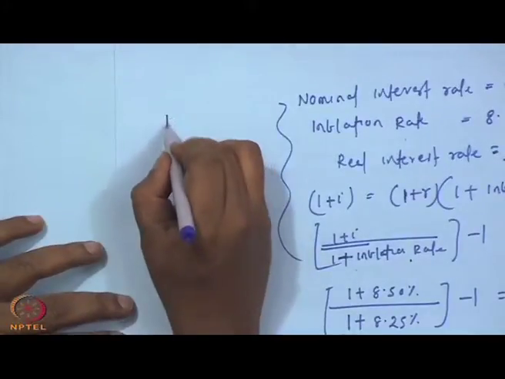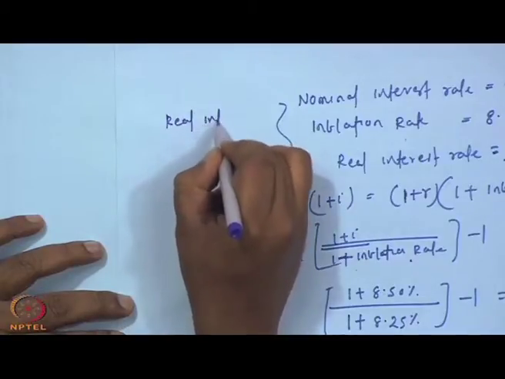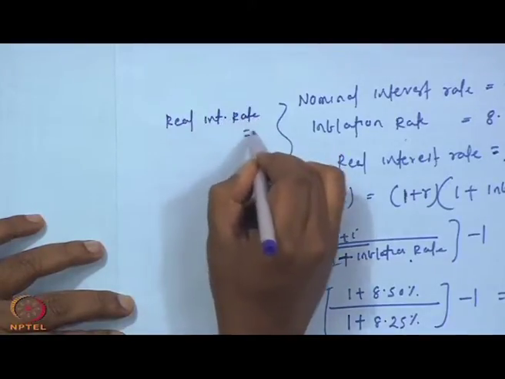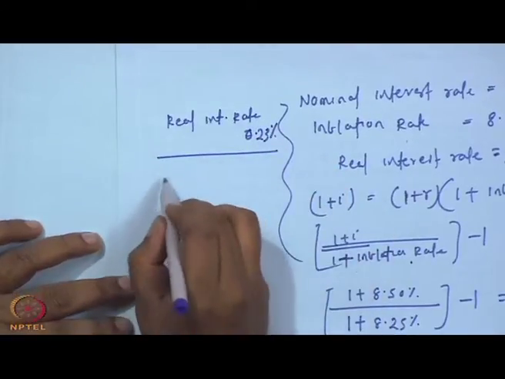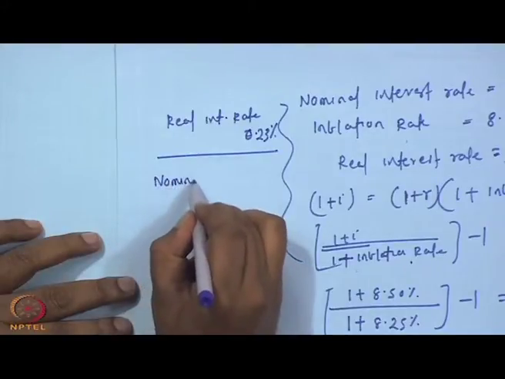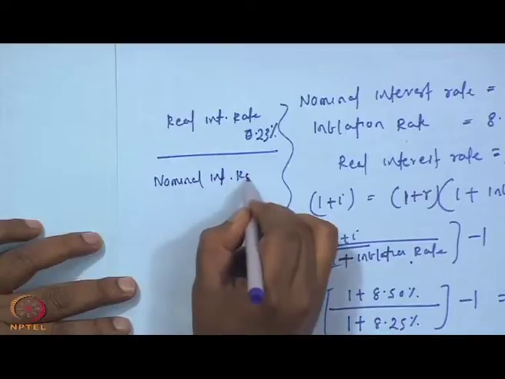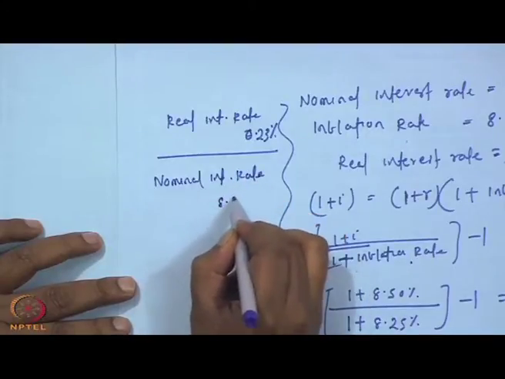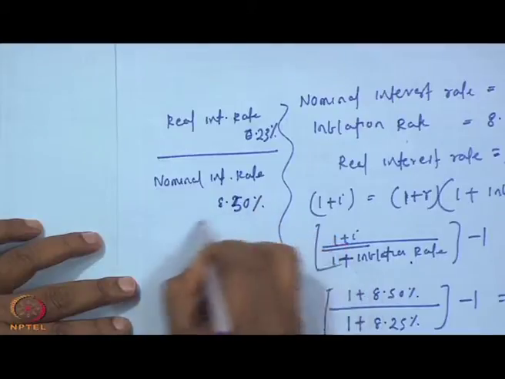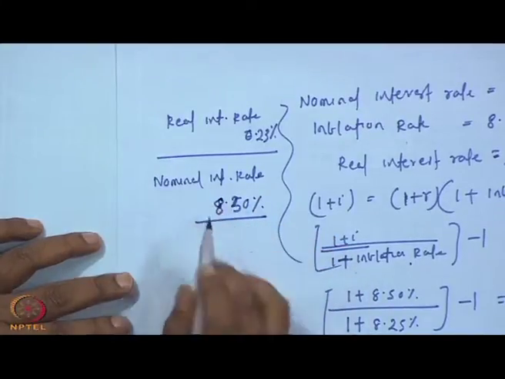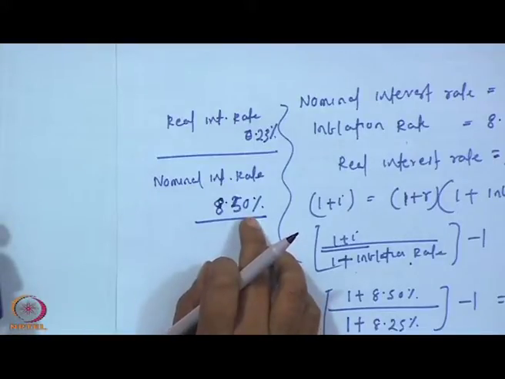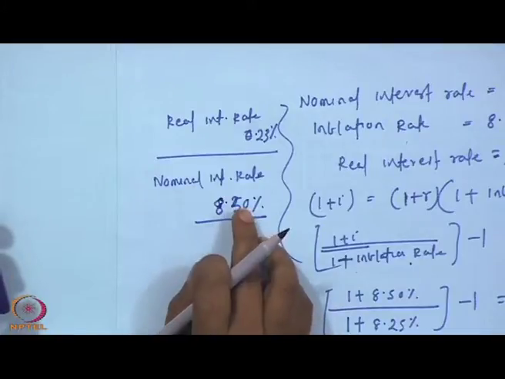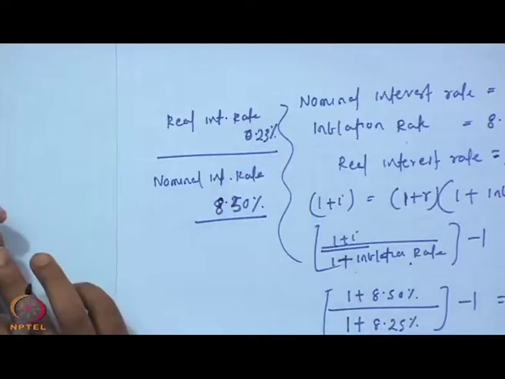The real interest rate after adjustment of inflation is 0.23 percentage. However, the nominal interest rate is 8.50 percentage. You see the difference. Actually, real gain, if you deposit the money in a bank, you will get 8.50 after 1 year as interest payment, but actually after the inflation adjustment, you are getting only 0.23 percentage, and that is called the real interest rate.